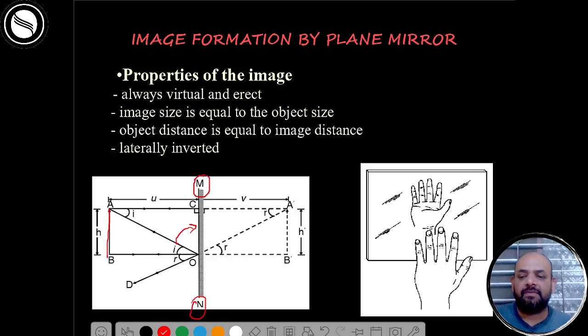So we have to place the object on the left hand side here. If you place the object here, now look, in all cases we have to follow the same rule, angle I equal to angle R. The same rule has to be followed.